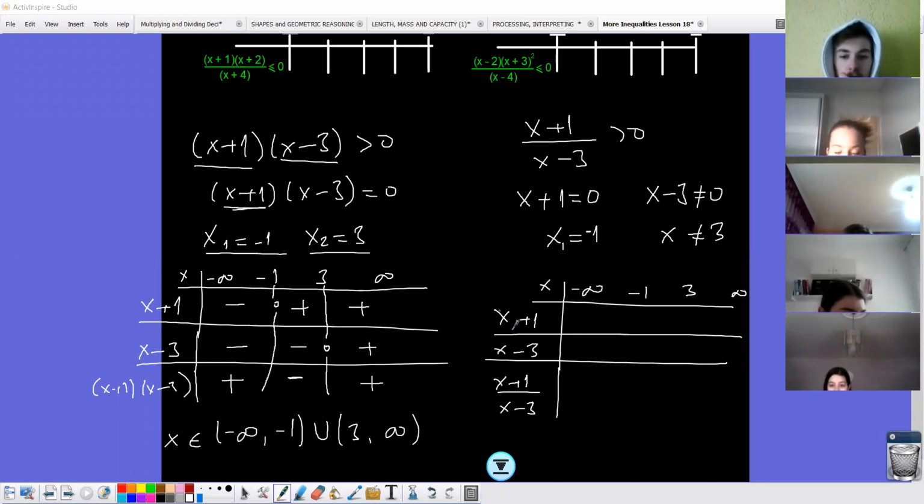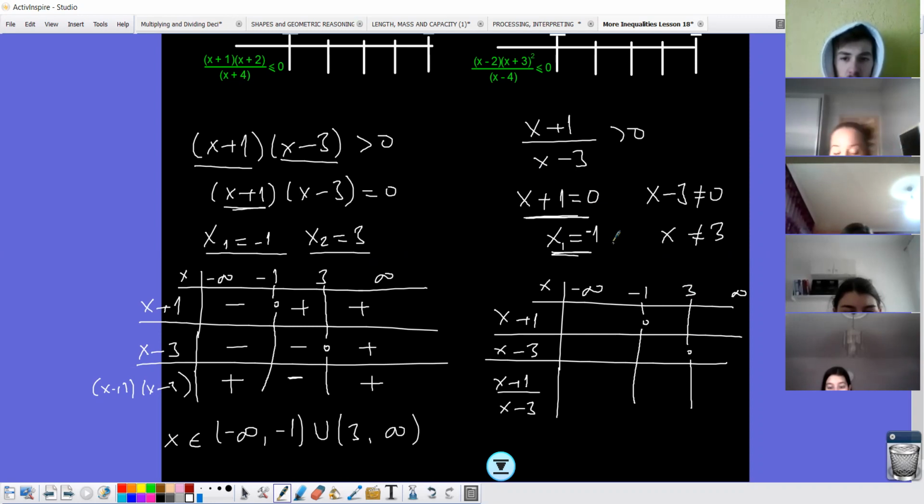Now, for the first expression, which one is our critical point or root? For this one, minus 1. Then I'm doing the dot here. And yes, the second one is 3. Guys, here we are saying x cannot be 3. If we have equality here, I mean, this root is not included at any time, okay?